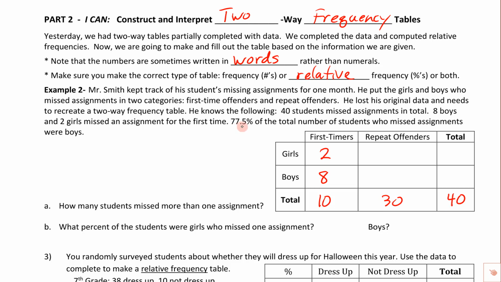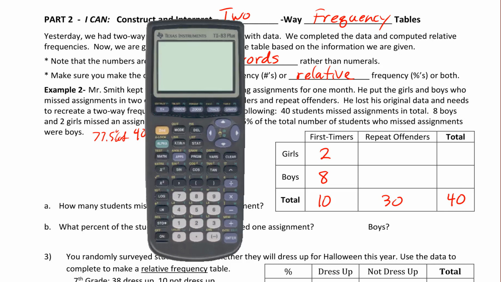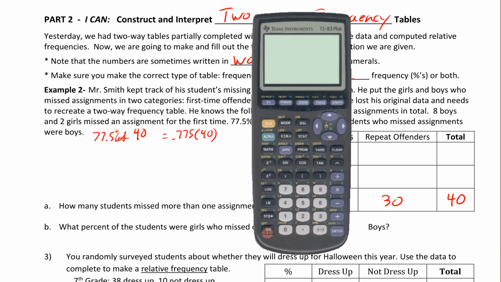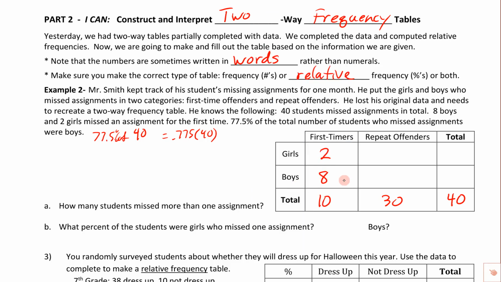It says 77.5% of the total number of students who missed assignments were boys. So the total for the boys was 77.5%. So we want to do 77.5% of the 40 students total. Remember, of means multiplication when we're doing a percent problem. So this is going to be 0.775 times 40. Let's grab a calculator and figure out what that is. So clear this off, 0.775 times 40, and we end up with 31. That means 31 of the people who missed assignments were boys.